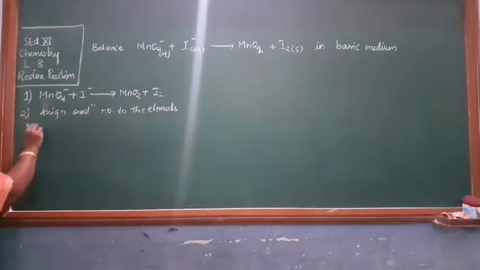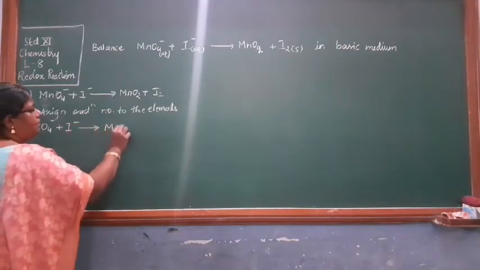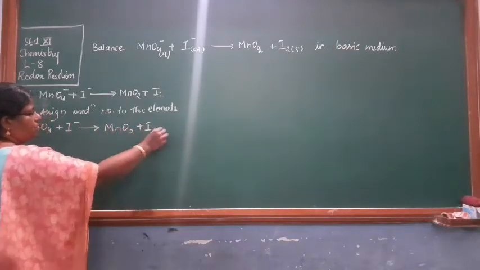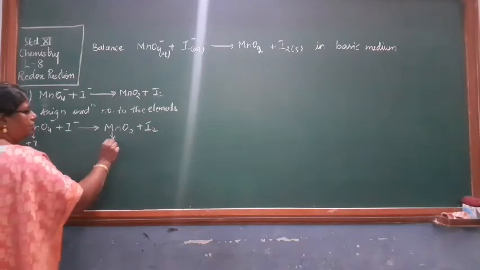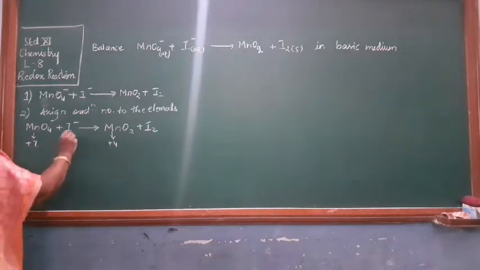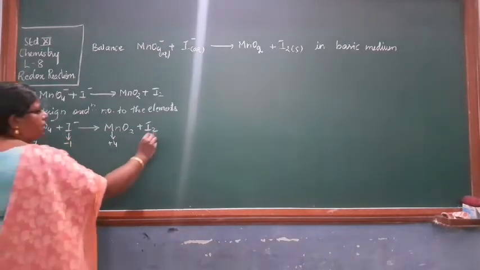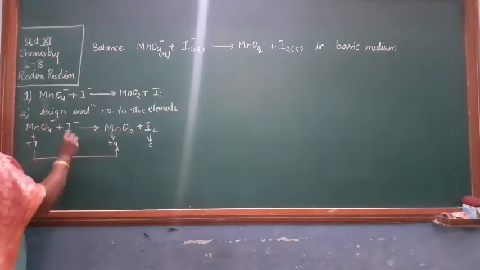So MnO4 minus plus I minus giving you MnO2 plus I2. Mn becomes plus 7 in this case, and here Mn would be plus 4. Just check, x minus 4 will be equal to 0, which is x is equal to 4. Here x minus 8 is equal to minus 1, so x will be equal to plus 7. Here I is having a minus 1 charge, here I2 is going into the 0 oxidation state. Followed everyone?